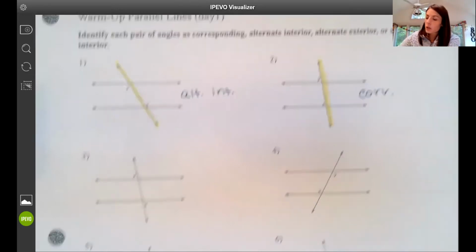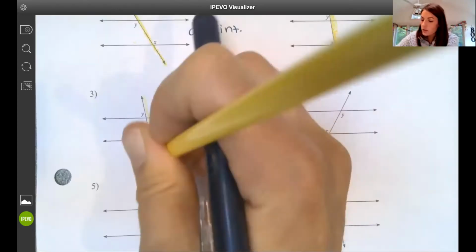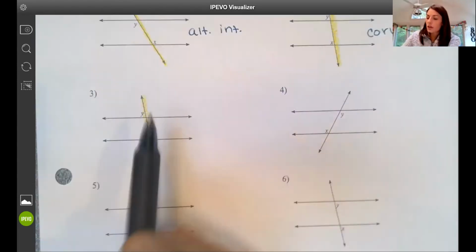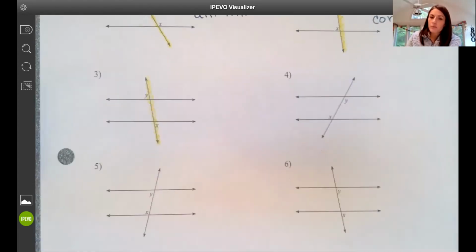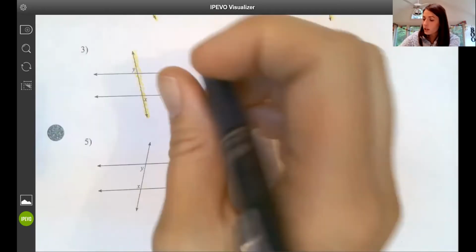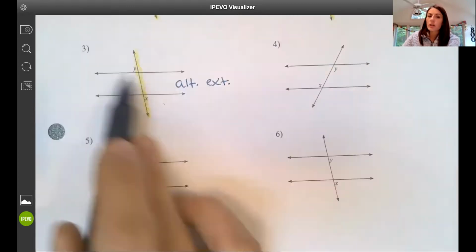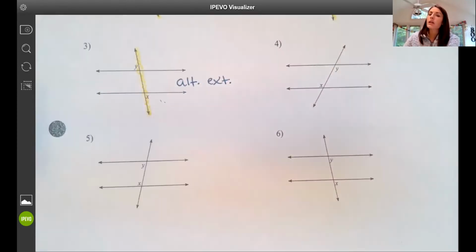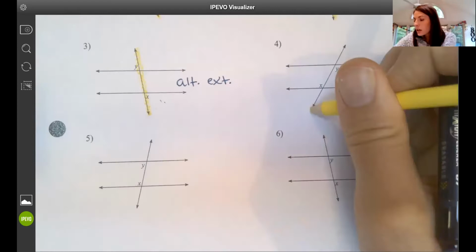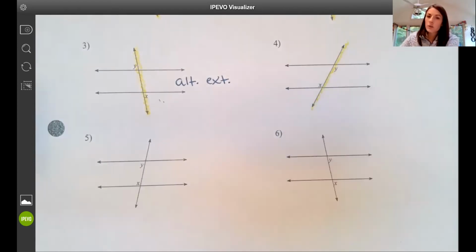On our third example, here's our transversal. Here are my two angles. What relationship is that? Exterior? Yeah, alternate exterior. Alternate meaning not on the same side and on the outside of the parallel lines. Here's my transversal. What type of relationship do I have here? Alternate interior.